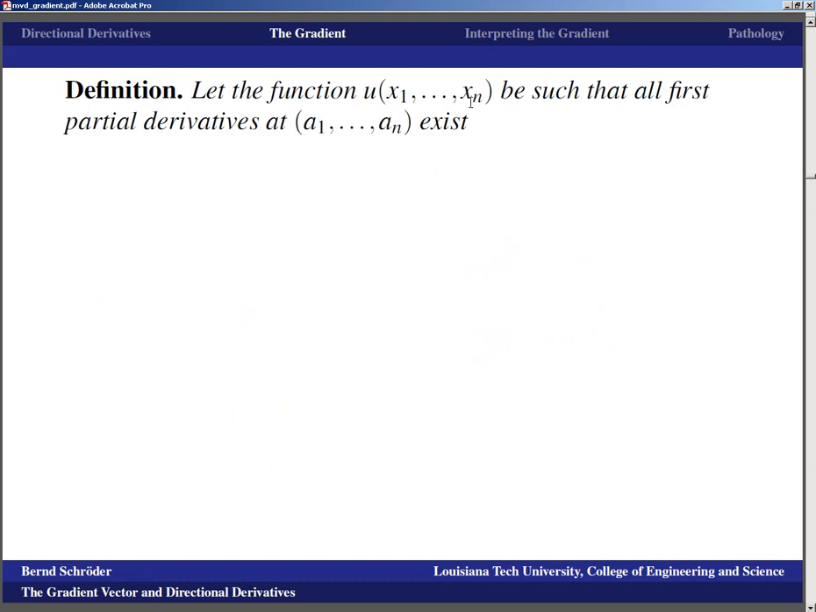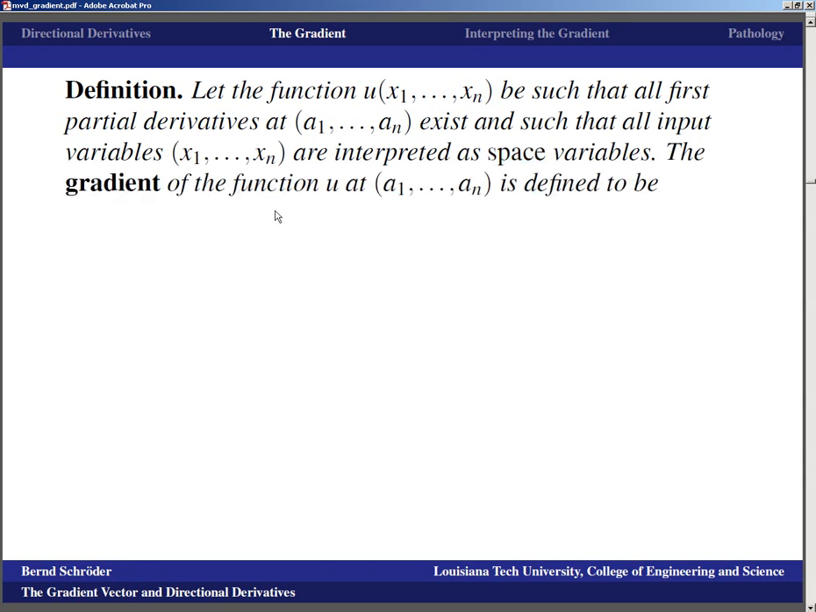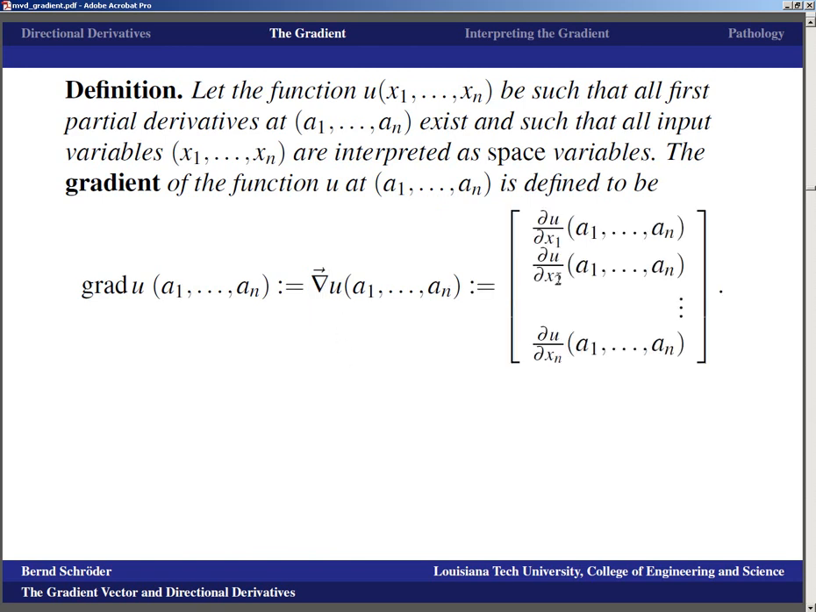If a function u of x1 through xn is such that all first partial derivatives at the point a1 through an exist, and all input variables are interpreted as space variables, that's something. Basically, the gradient is typically physically associated with space, so I wanted to weave that in here also. Then we define the gradient of the function u at a1 through an to be also nabla. We'll talk about that in just a minute. This is the Hebrew letter nabla of u at a1 through an, and it's just the derivative of u with respect to x1 at the point a, the derivative of u with respect to x2 at the point a, all the way through the derivative of u with respect to xn at the point a.